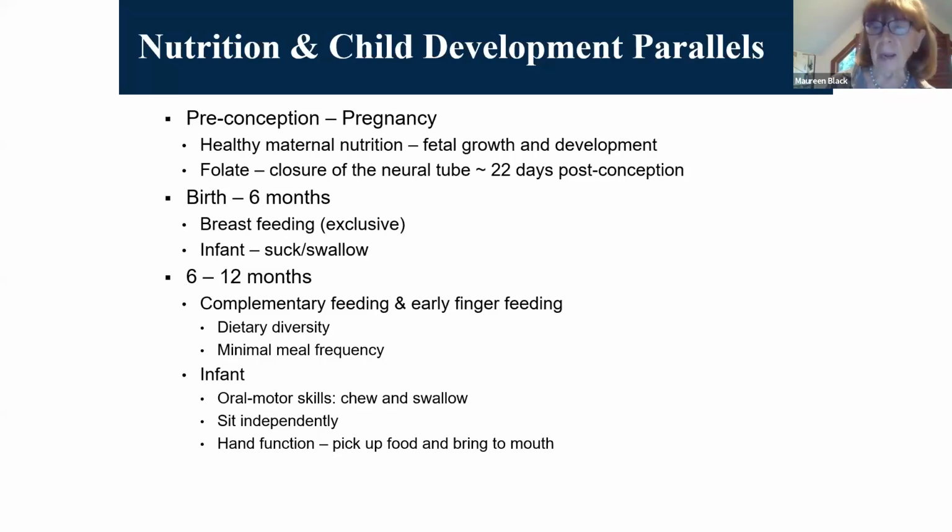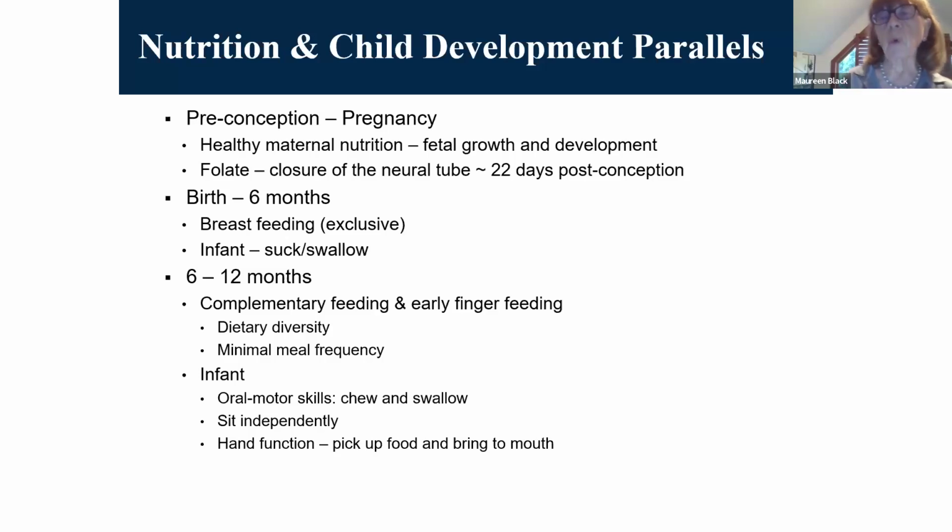Next. So when we think about some of the parallels between nutrition and child development, you can see that they begin prior to conception with healthy nutrition for mothers. An example, of course, is the need for folate. And that's the closure of the neural tube, which takes place 22 days post-conception. Women don't even know they're pregnant at that point. So the nutrition of adolescents and women of childbearing age is absolutely critical to the children's subsequent development and growth.